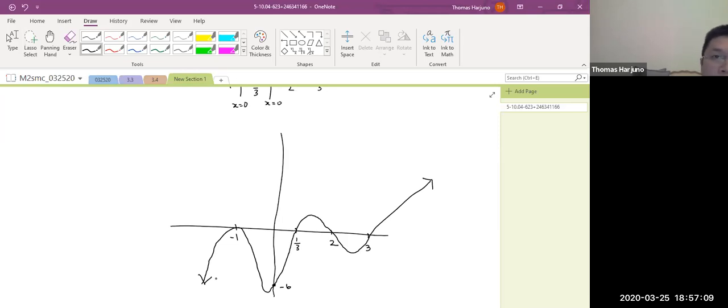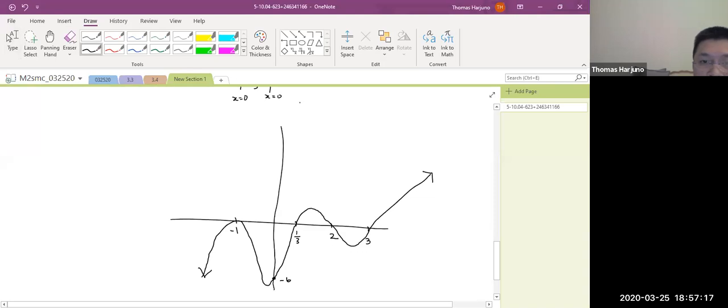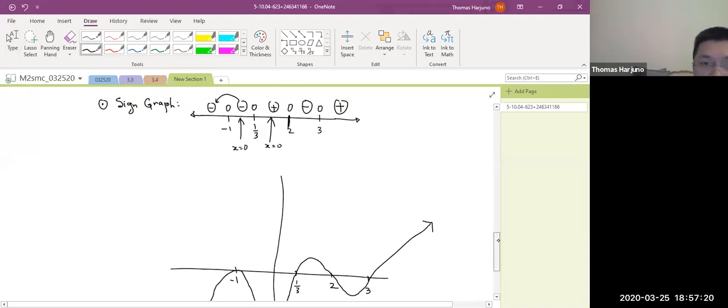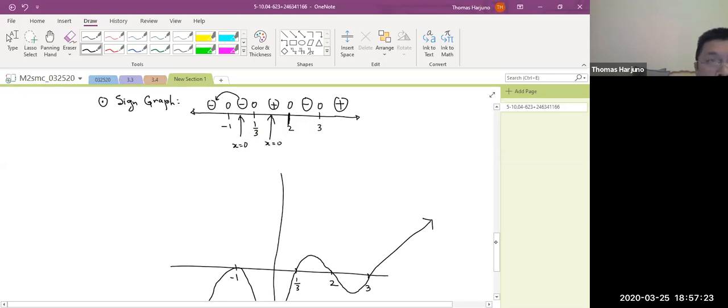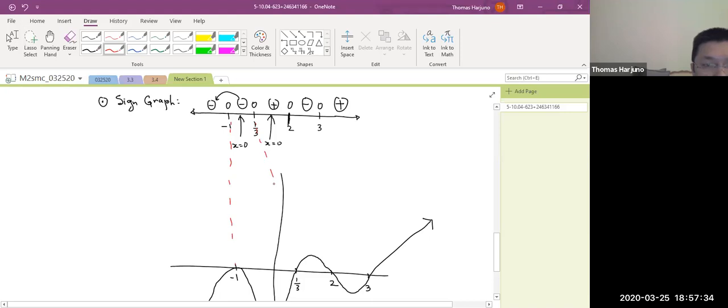Any questions so far? Can I just see the sign graph for this one, please? Sure. The sign graph that we had earlier, this one. So from negative infinity to -1, it's below the x-axis. From -1 to 1/3, it's also below the x-axis because it's negative, right? From 1/3 to 2, it's positive, so it's above the x-axis. And then from 2 to 3, it's negative, so it's below the x-axis. And so on and so forth.